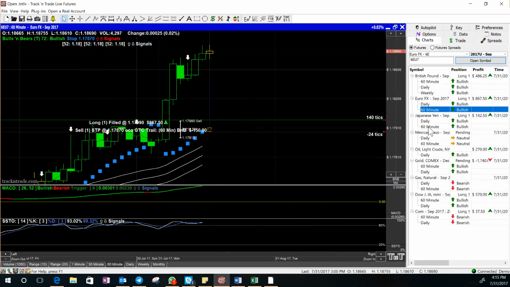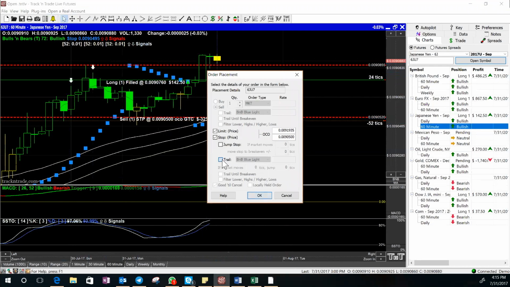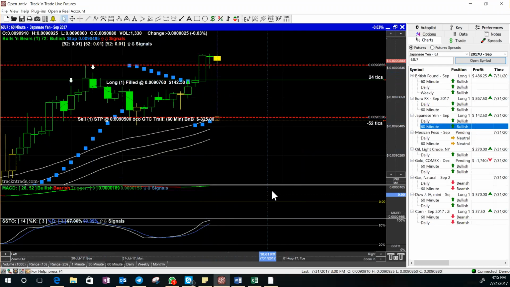The yen, I placed a trade on the yen when it came up here and it broke support. It jumped up and it took out this resistance that we have up in here, which was very positive. And it's backed off a little bit. I'm trailing the blue light, or should be trailing the blue light down in here. Let me see if I can still do that. Trail the blue light on a 60. There we go. All right, and save that. And so we're up $142 on that one.